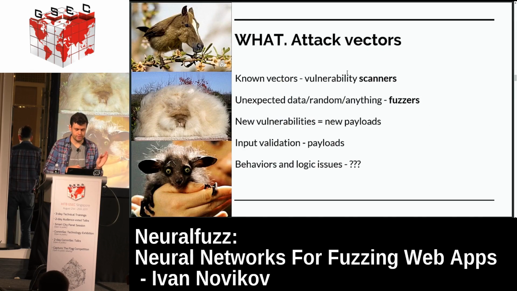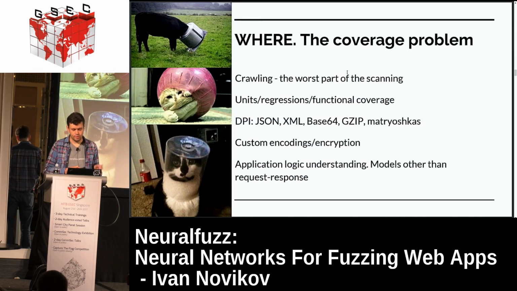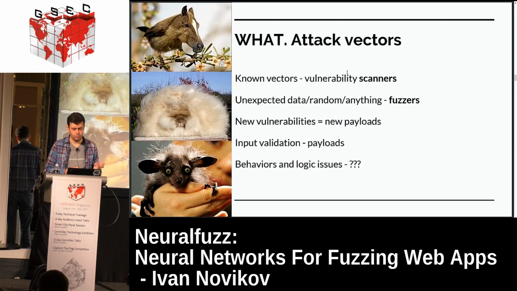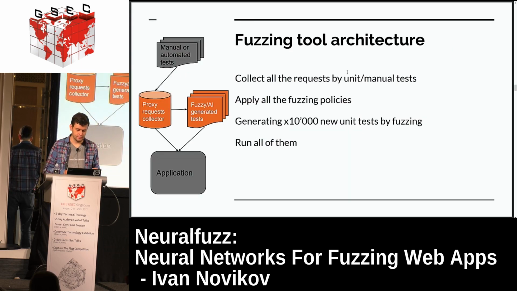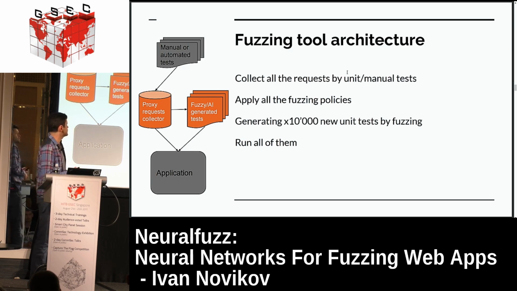So we have 3 main problems in fuzzing: where, what, and how. And this talk is only about what. So how to generate payloads and how to use neural networks to increase the coverage. Now I'll try to explain what the architecture of this fuzzing tool could look like.